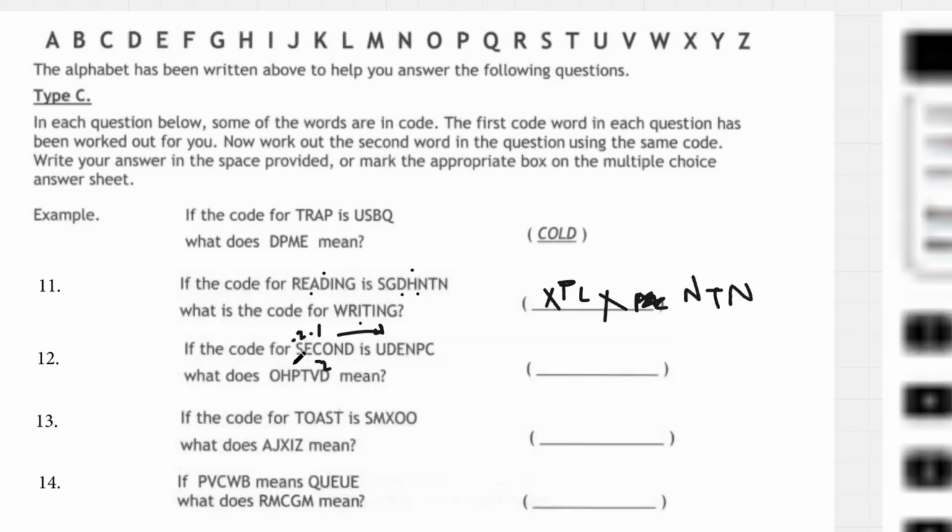S to U, U to S is -2, so O -2 is 1, 2. We get M. D to E is +1. H +1 is going to be I. E to C will be -2. P -2 will be N, and then it looks like we do have a +1 -2 pattern. N to O is +1, so T +1 will be U, and then V -2 will be T, and then D +1 will be E.